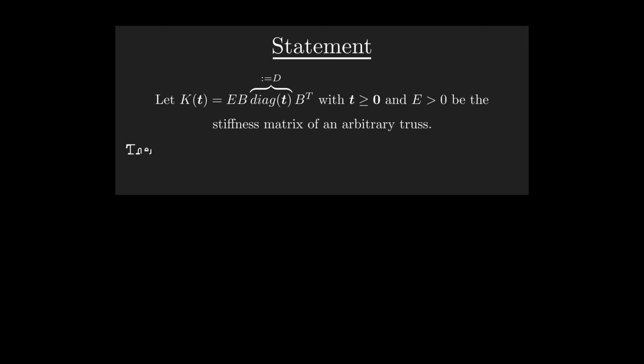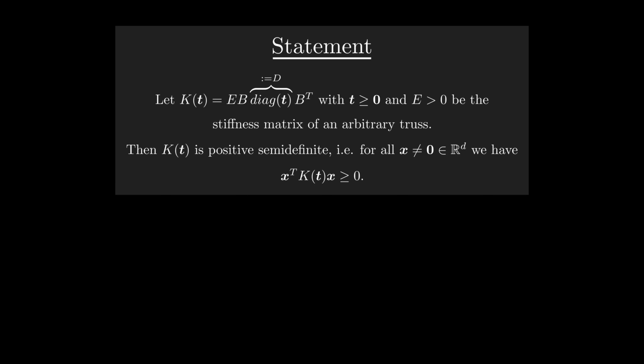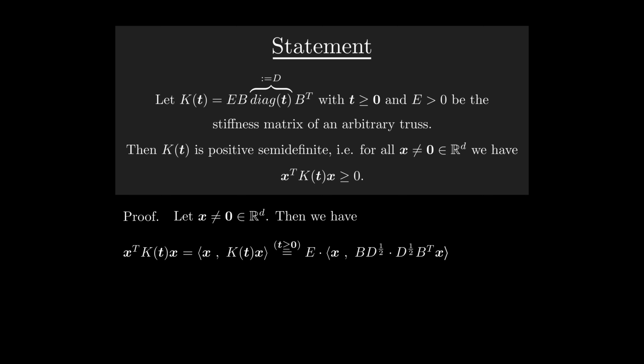The first statement we need for the transformation is that the stiffness matrix K of t of any given truss is positive semidefinite. This means that x transposed times K of t times x is greater than or equal to 0 for all x that are unequal to 0. Well, for x equal to 0 this is true anyway. The proof for this is straightforward. Basically we write the stiffness matrix K of t as E, B, square root of D, square root of D, B transposed. Then we shift B square root of D into the other component of the scalar product. For this we have to transpose this matrix.